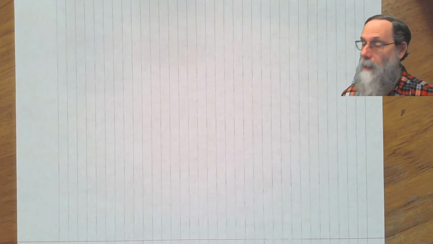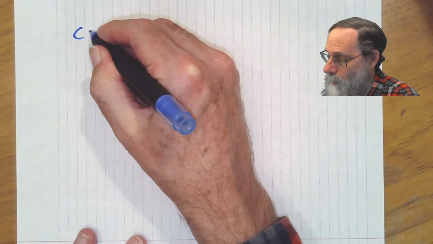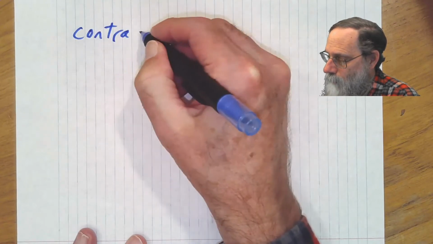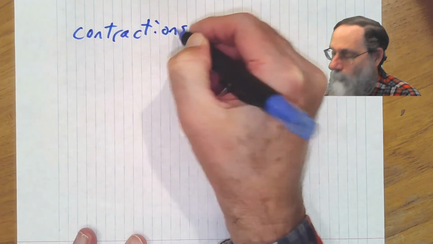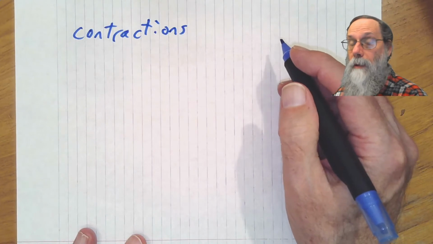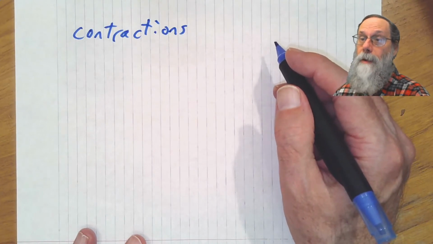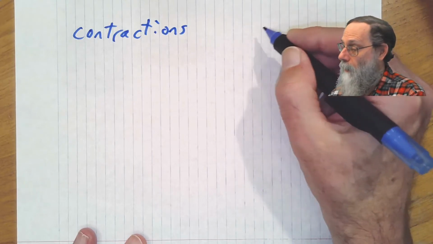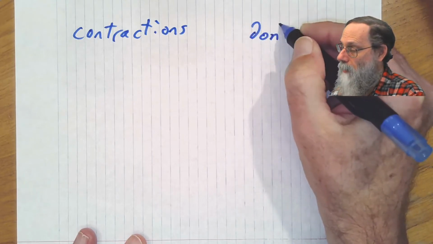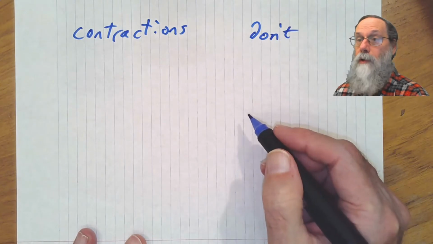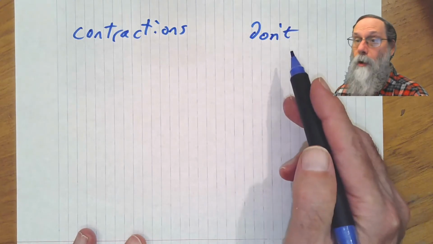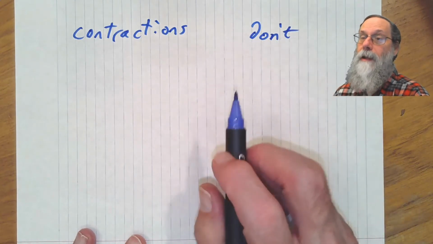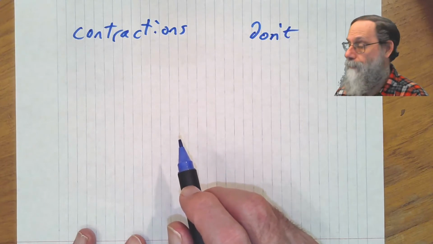One of them is for contractions. And here, the apostrophe replaces something that's missing, that's been contracted out of the word. For example, in don't, which is a contraction for do not, the O has been omitted and an apostrophe replaces it.